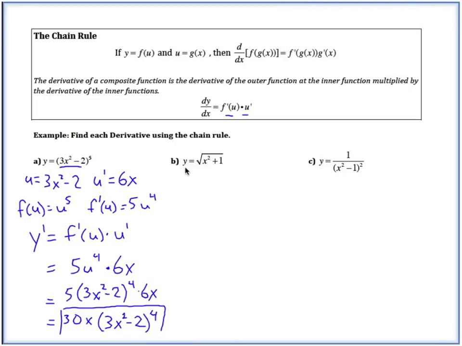Alright, our next example involves a square root. Now, the easiest way to look at this is to rewrite this using exponents. So we get x squared plus 1 to the 1/2. Now, let's decompose our function. The inside part is x squared plus 1. And the outside function is going to be u to the 1/2.